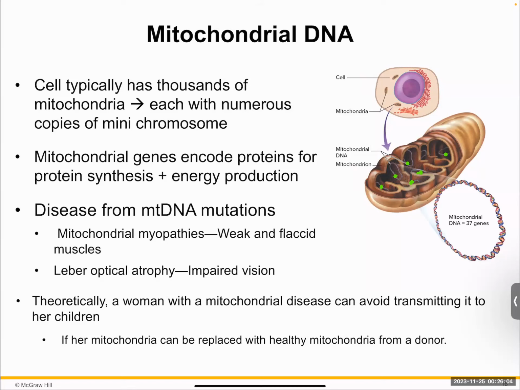conditions for you. And theoretically, if you do have some sort of disease and you don't want to pass it on, so if you're a woman and you have certain medical conditions through the mitochondrial DNA and you do not want to pass this to your kids, you could have the mitochondria replaced by mitochondria coming from a donor. And as a result, make sure that your child does not carry the diseased gene.